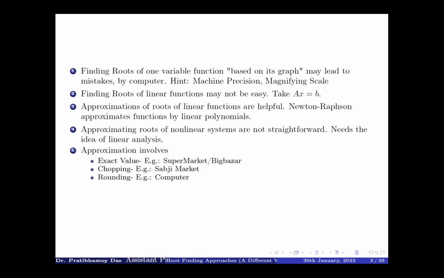Okay, so exact value is very unrealistic in the natural field, but chopping and rounding are very common whenever you are dealing with numerical analysis, or whenever you are going to the computer or math.